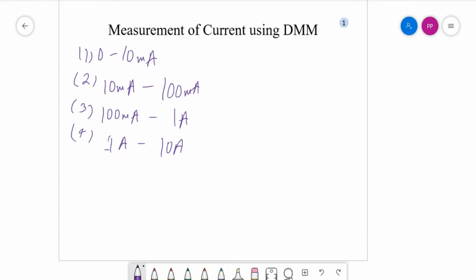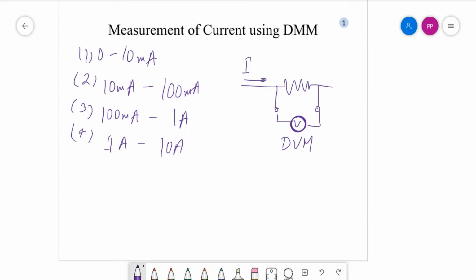So we can measure the current by different means. There are two special techniques used in a digital multimeter. The first technique is the current flowing through a resistor. So I have a current over here and I can use a digital voltmeter to measure this current. This is one technique by which we can measure the current by means of a digital voltmeter.